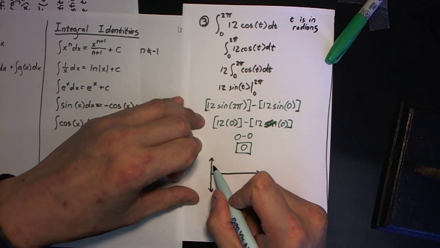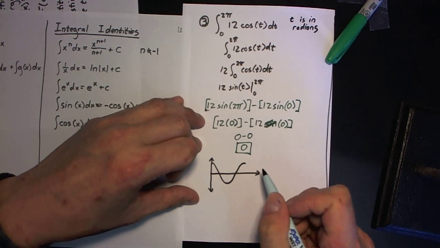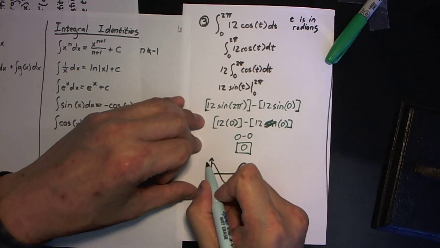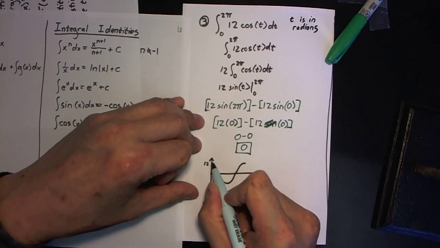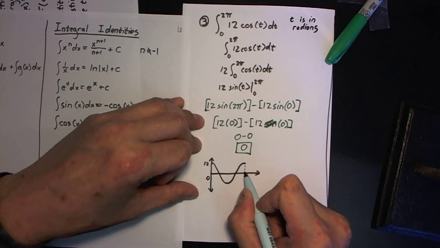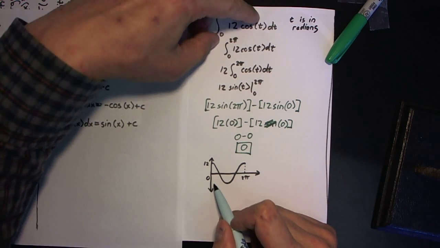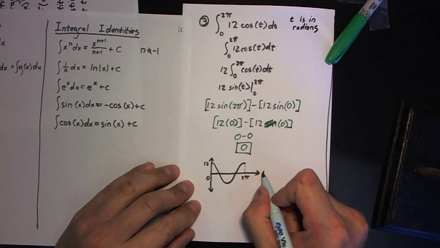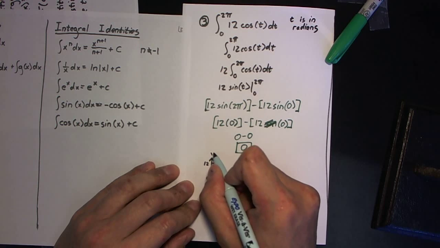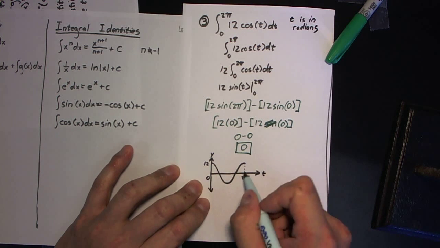Now, this might be a little weird or difficult to interpret, once you remember that the definite integral is actually the area under the curve. So if this is 12 right here, and this is 0, and this is 2 pi radians, this is a graph of 12 cosine of t dt. If this is the t-axis, and this is the y-axis, or the z-axis, or whatever you want to call it, then you'll get something like this.